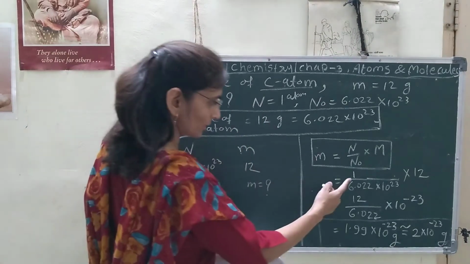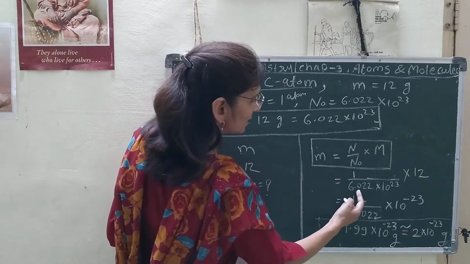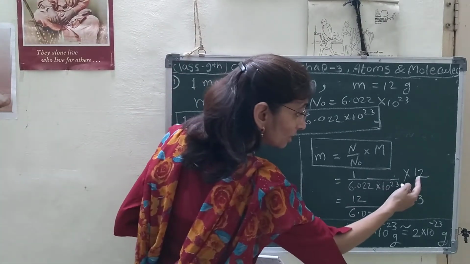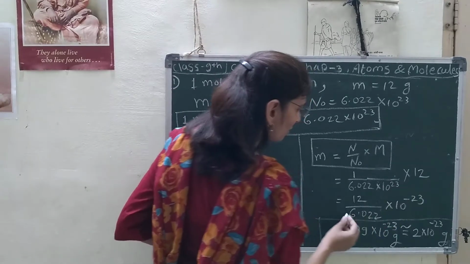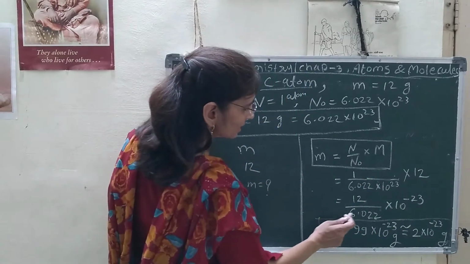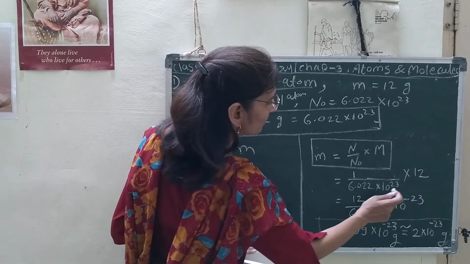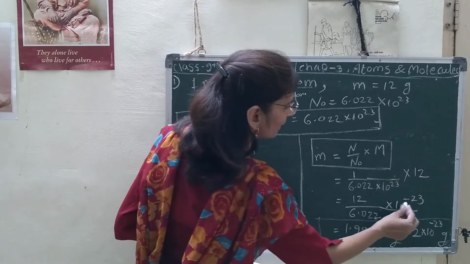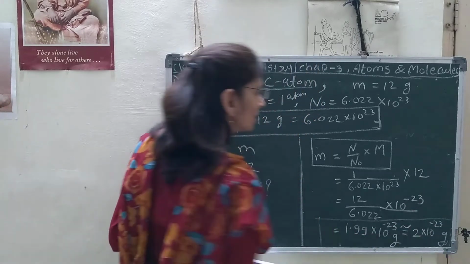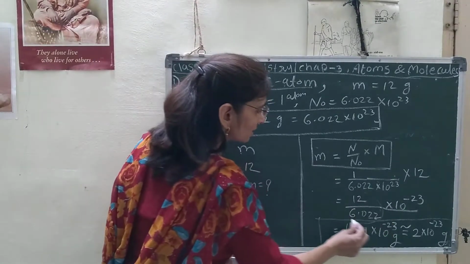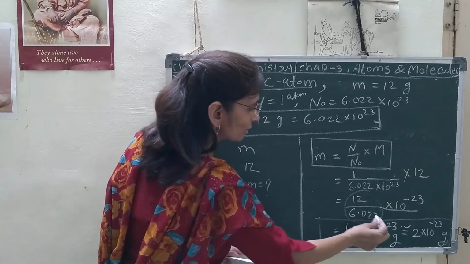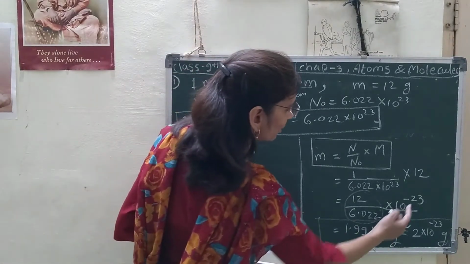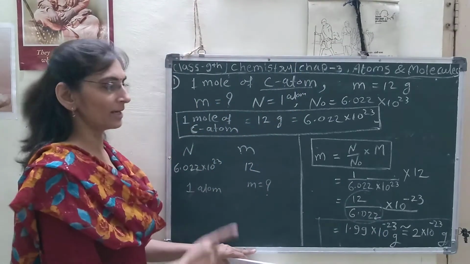So put this value. n is equal to 1, we know that very well. N0 is 6.022 into 10 to the power 23. Then M is equal to 12 gram. So we can calculate 12 upon 6.022, and that 10 to the power 23 I will take at the numerator, so that it will become 10 to the power minus 23. Then we can solve this division, 12 by 6.022. We will get the answer 1.99 into 10 to the power minus 23.